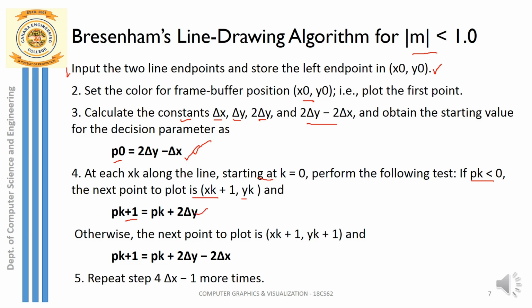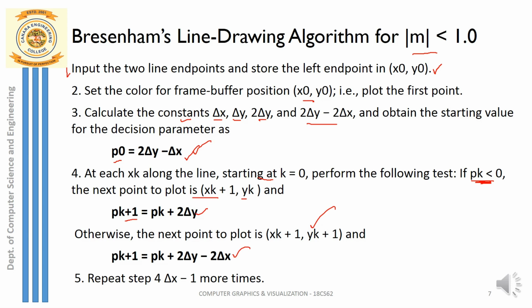And now suppose the decision parameter value is greater than 0, that means it's positive, what are you supposed to do? You just have to increment both x and y, and once you increment both x and y, you have the formula there to calculate the next decision parameter value. What's the next decision parameter value? Formula: previous pk plus 2 delta y minus 2 delta x. So these are the two formulas that you're supposed to use.